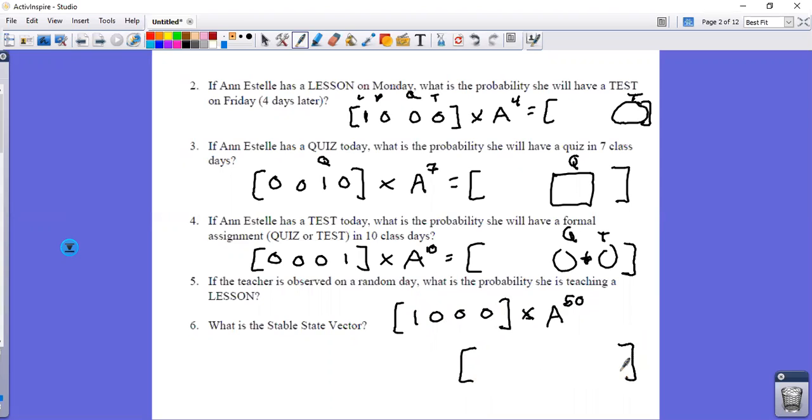And when you take it to a large power, it turns into what's called the stable state vector. It gets constant. If you checked it and took it to the 51st power or even the 60th power, those numbers aren't going to change. And of course, the lesson was the first one. So when you go to a big number, it becomes a stable vector. Questions on that? Okay, so the big thing is setting up the transition matrix.